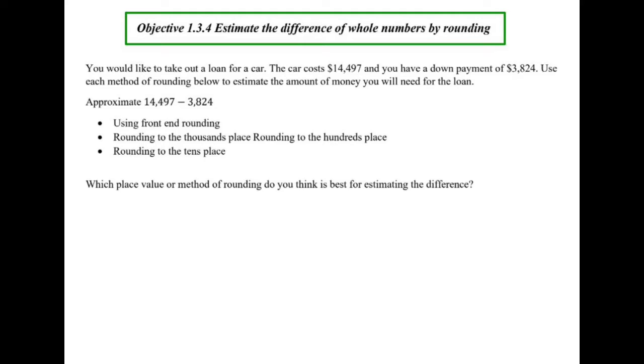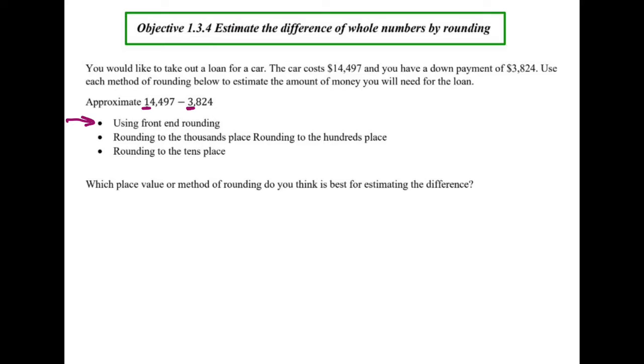And I don't know too many banks that are going to give you a loan for like $2,347. You know, they're going to want to round it off. So that's what we're going to do. So first of all, we are going to round using front end rounding, which means we're going to round to the very first place value of each number.